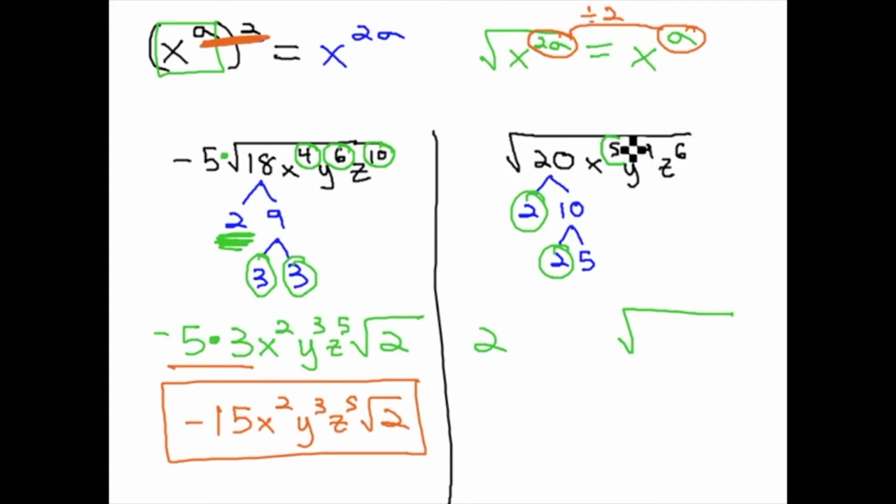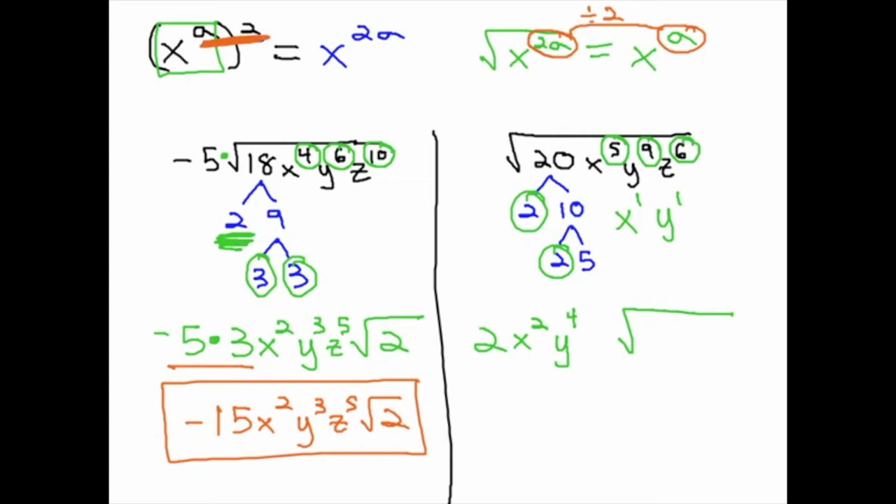Next, we have x to the 5th. When we divide 5 by 2, we get 2 with a remainder of 1. That means x squared comes out, and 1 remains inside the radical. We'll say x to the 1st inside the radical. Similarly, 9 divided by 2 is 4 remainder 1. So we've got y to the 4th outside, with 1 y remaining inside.